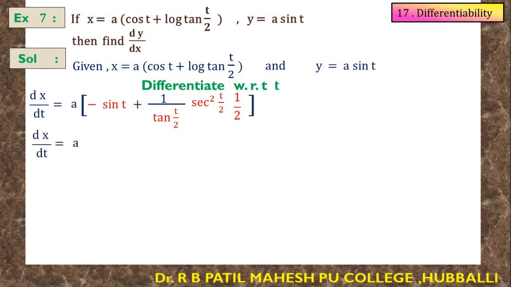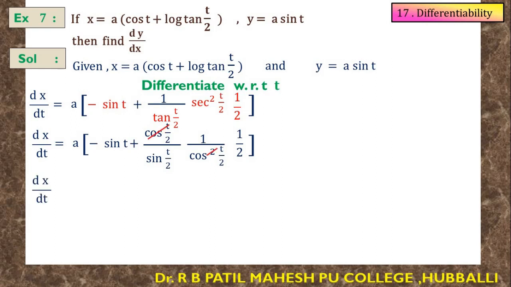Complete the bracket. So this is a into bracket minus sin t plus, now tan means sin upon cos, that cos goes to numerator, which is written as cos t by 2 divided by sin t by 2. And you know that the sec function in terms of cos is 1 upon cos, therefore it is written as 1 upon cos square t by 2, and 1 by 2 as it is. Once again I repeat, here tan t by 2 is written as sin upon cos, that cos goes to numerator, therefore cos t by 2 divided by sin t by 2, and sec square is written as 1 upon cos square, and 1 by 2.